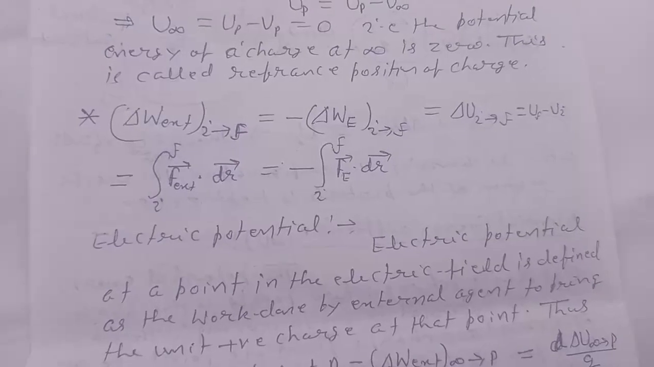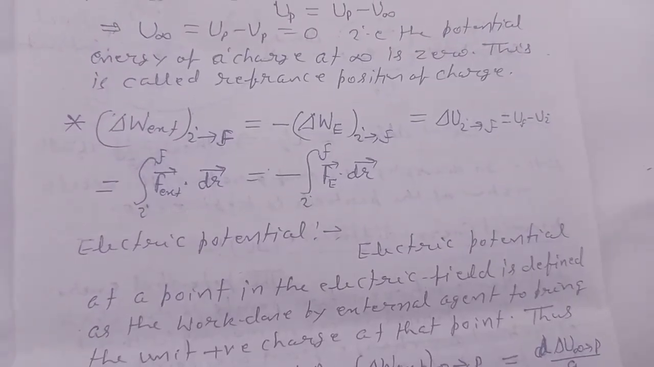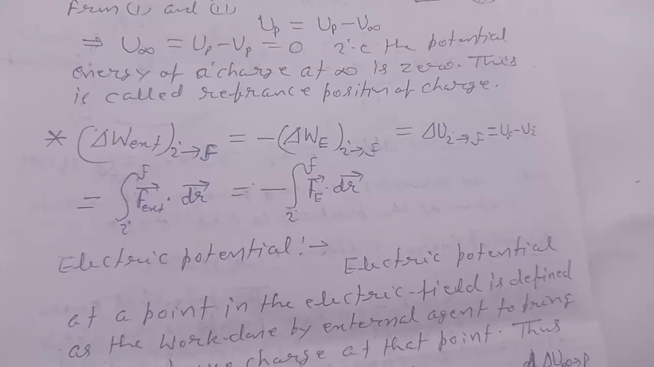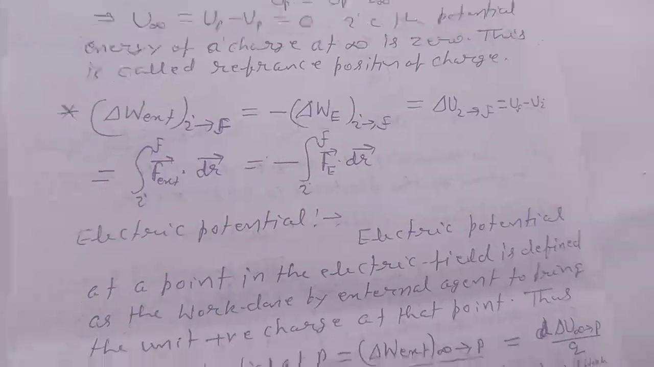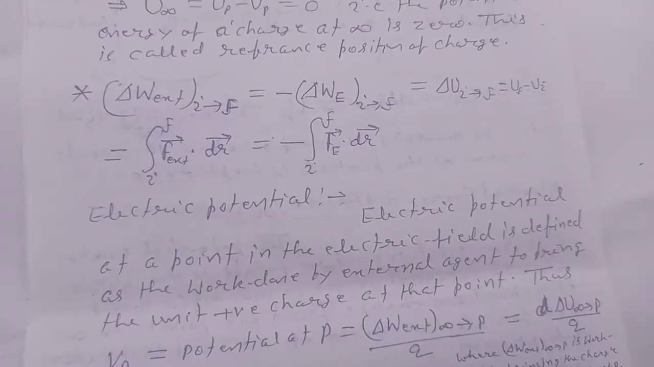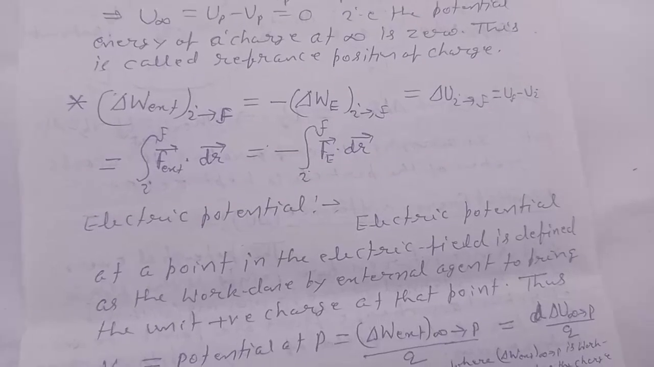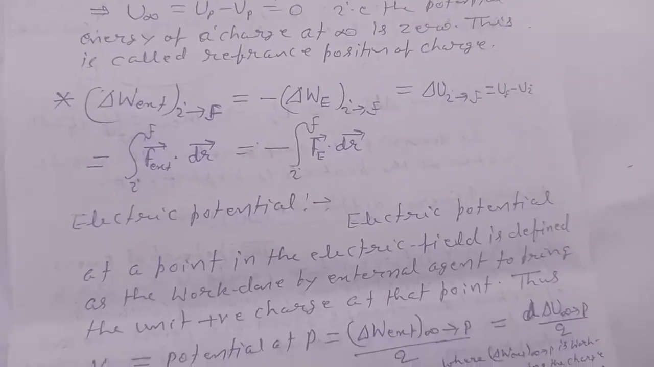Now delta W external from initial to final state equals minus delta W electric field from initial to final, equals delta U initial to final, equals UF minus UI, or equals the integration from initial to final of F external dot dr, equals minus the integration from initial to final of F vector dot dr vector.